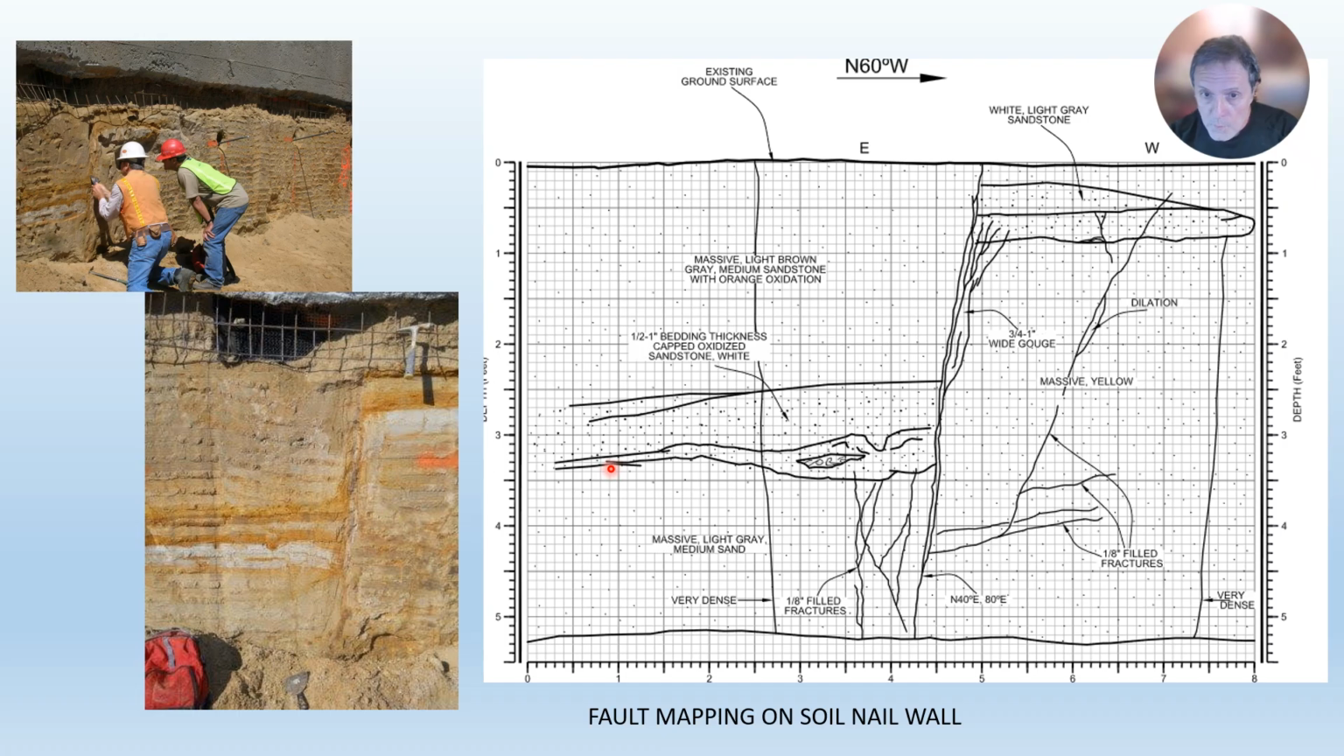So here's my drawing of the fault features. Here's the bedding, the white sandstone here and the white sandstone here. Here's the fault trace filled with clay called gouge. Other features as you note here. So it's important to put this on the record, because that's your job as a geologist, to go out and map these things and draw them up.